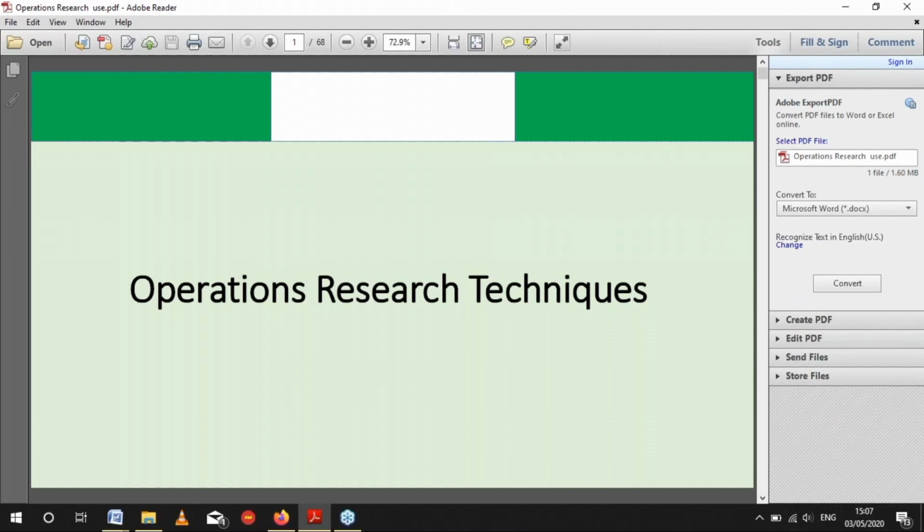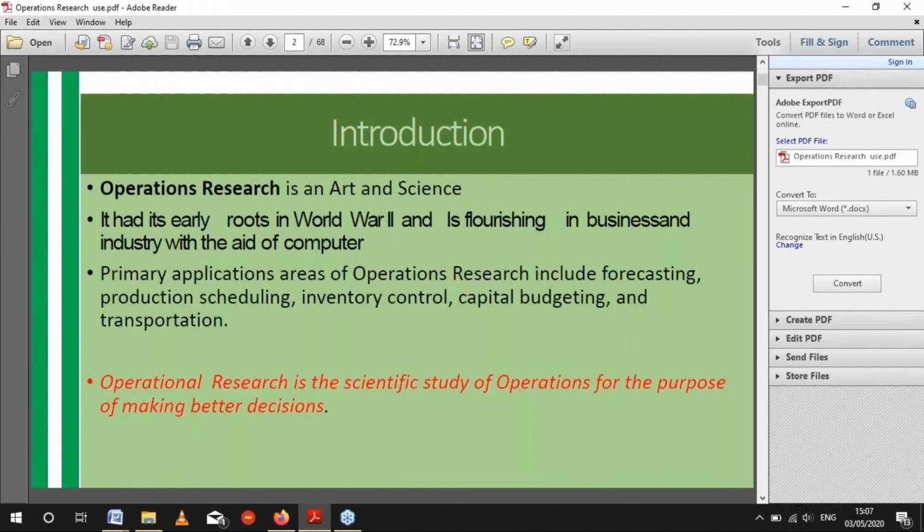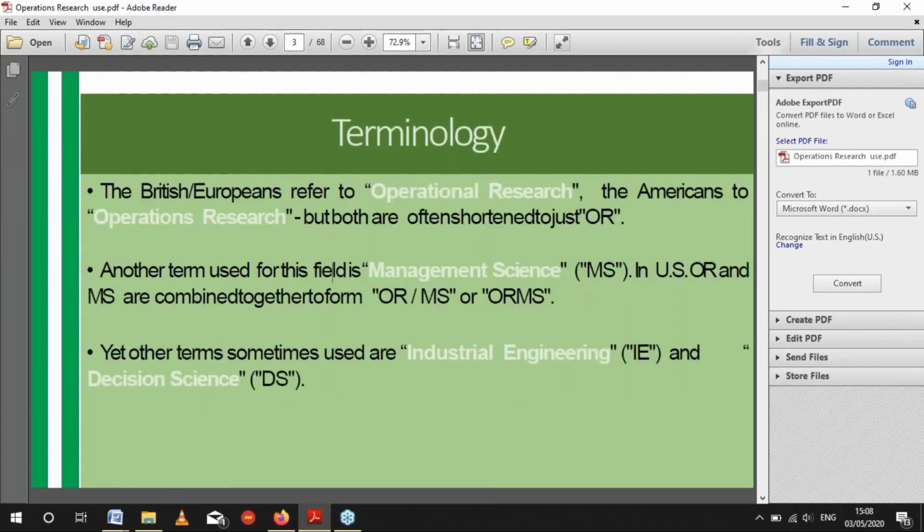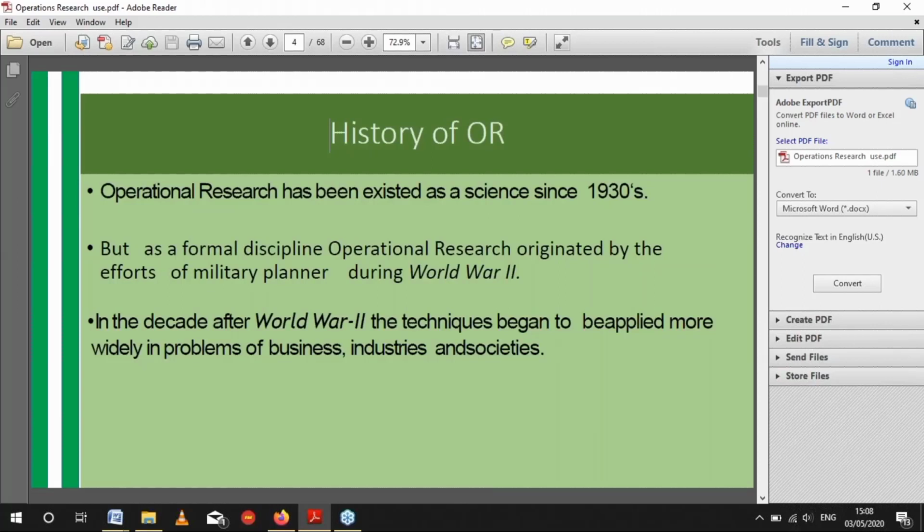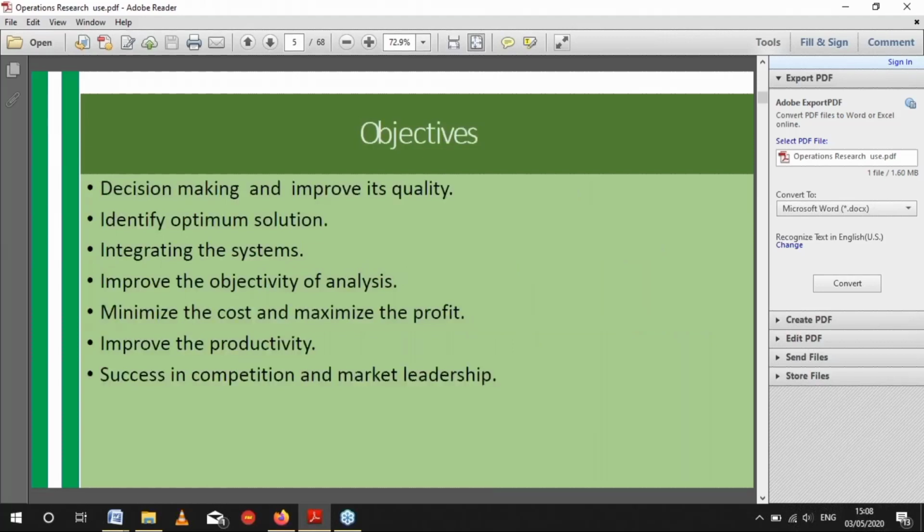Now, we also looked at the objectives of operational research, and we talked about decision making and improving its quality. It identifies the optimum solution. It helps you get the optimal solution, integrating the systems. It improves the objectivity of analysis. It minimizes the cost and maximizes profit.